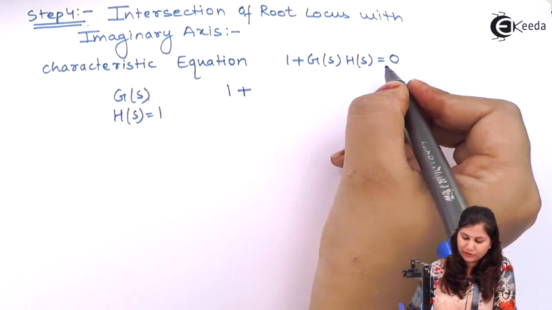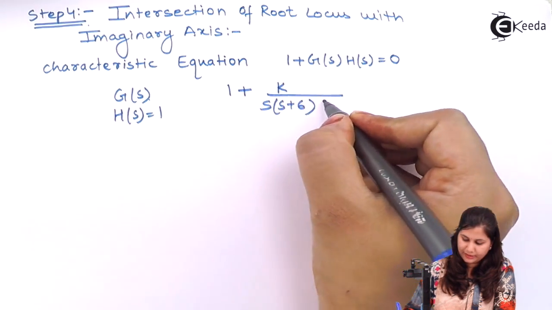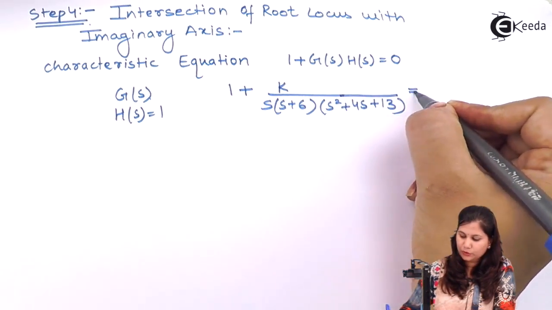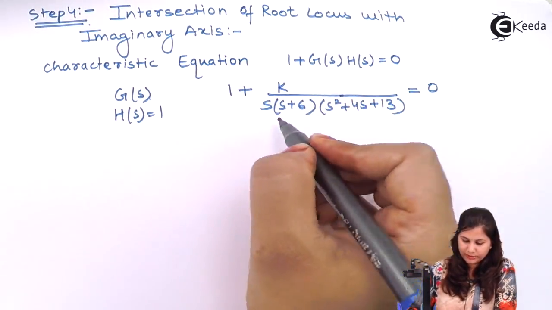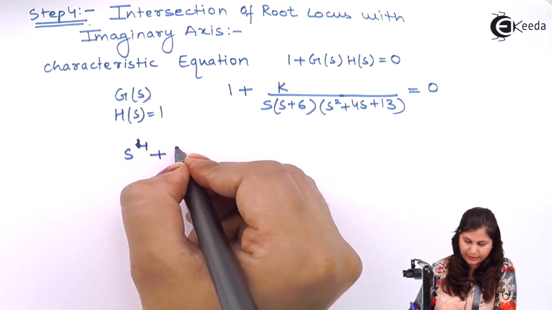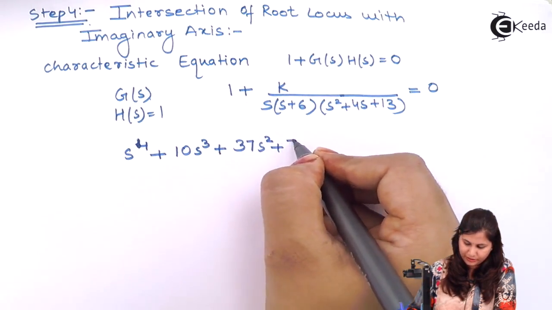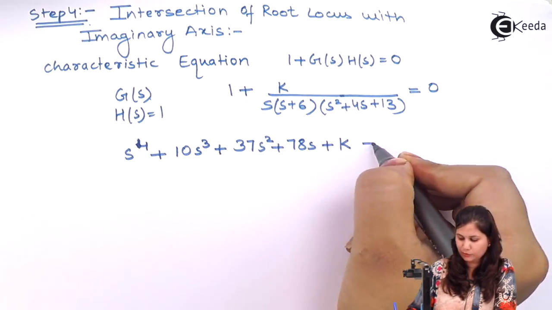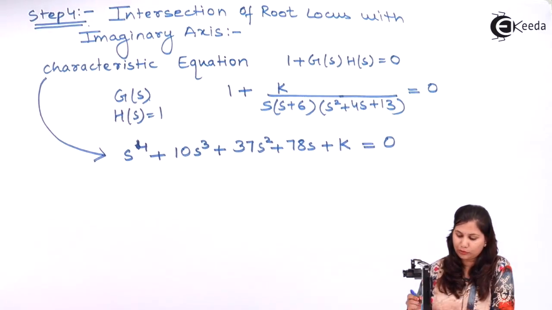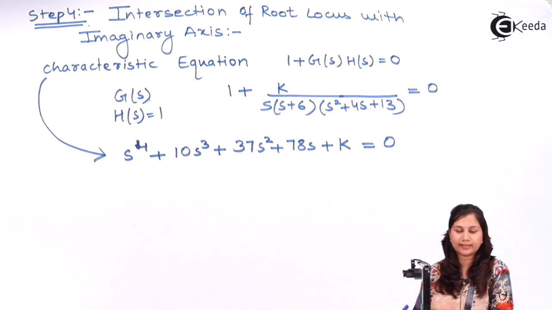We will find 1 + G(s)H(s), that is K upon s(s + 6)(s² + 4s + 13) equals 0. So when we solve this, we will find the characteristic equation as s⁴ + 10s³ + 37s² + 78s + K equals 0. So this is the characteristic equation of this system. You just have to multiply this out and you will get this equation.